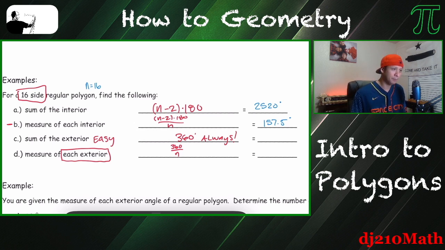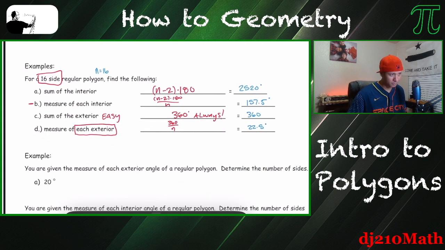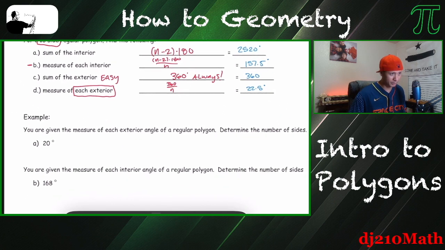Okay, the sum of the exterior, right? You add up all the exterior angles. And this one's the easy one because it's always the same number every time, 360. But if I want to know what each exterior angle measures, I take 360 and I divide it by 16, which would be 22.5 degrees. Okay, so let's see a couple more examples.